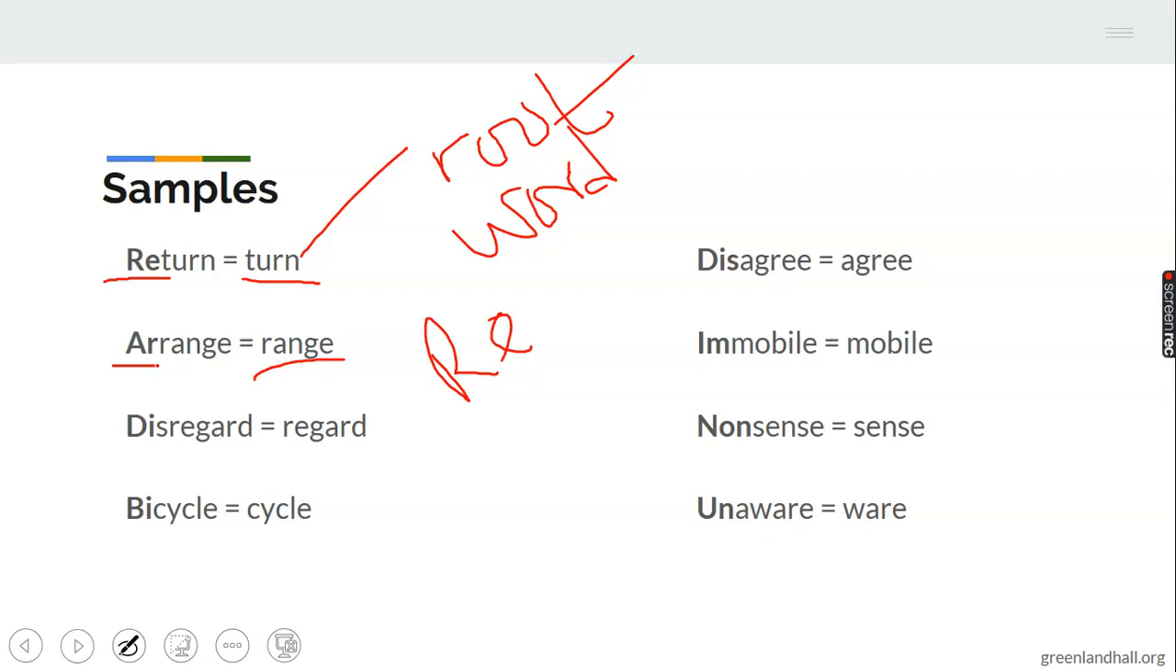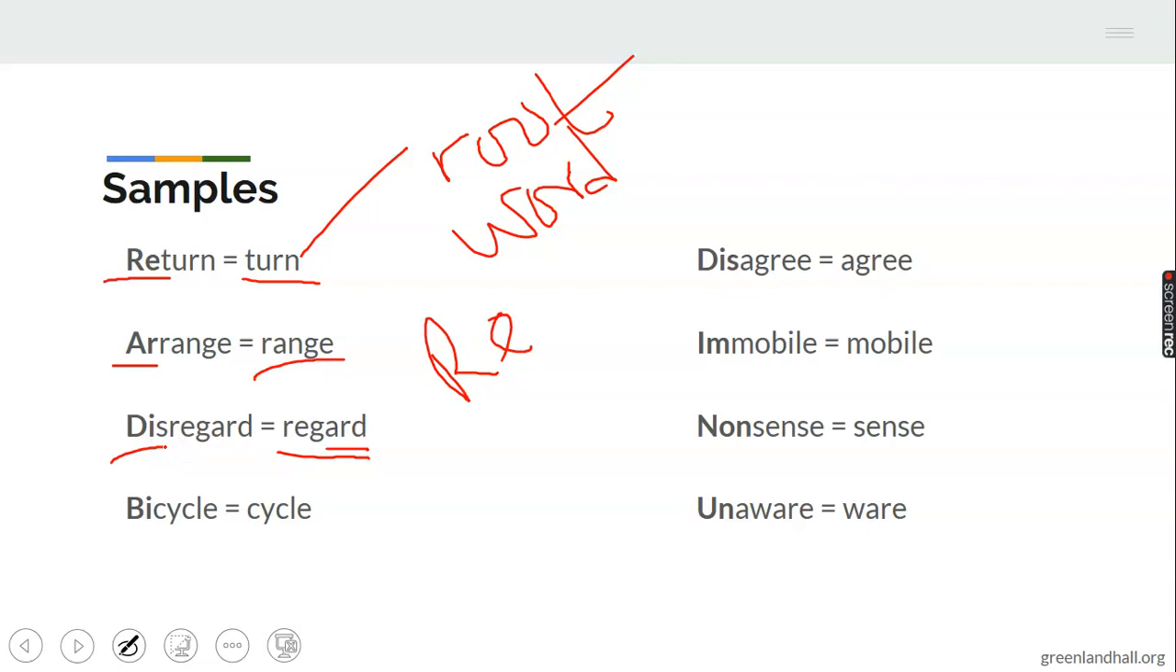Now we have disregard. Which word is added? Because the root word here is regard. Please understand. Know your root word. It's when you know your root word that you can now link it up and say, oh, I think this is the correct one I should choose. This, D-I-S. Okay, is the prefix.